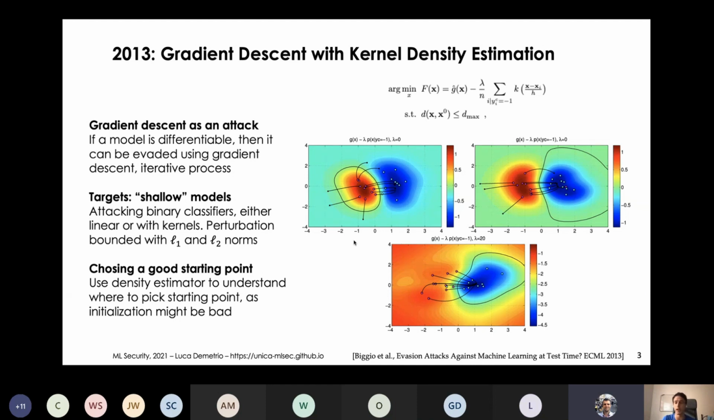One of the intuitions of this attack is that the starting point of such an optimization might not be good. So I want to find a point inside my space that is very likely to go toward the other class. In this case, a kernel density estimator was added, which is basically this summation, this quantity that penalizes points that are not likely to bring you to the other class because they are in a region of space where there is nothing.